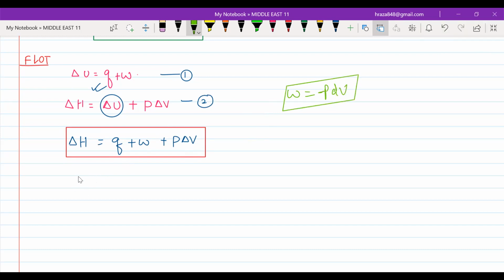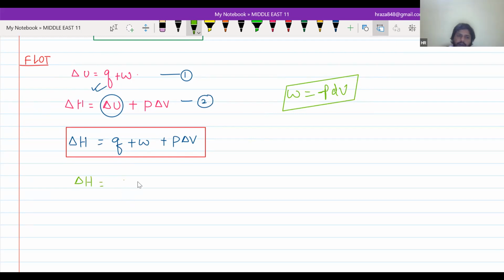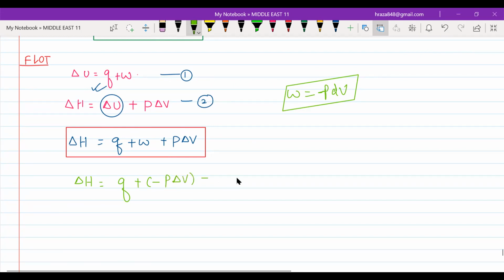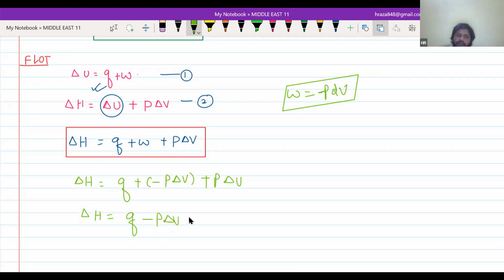Delta H is equal to Q minus P delta V plus P delta V, and you can easily cancel it, and delta H equals Q. You can write delta H equals Q when the pressure is constant.